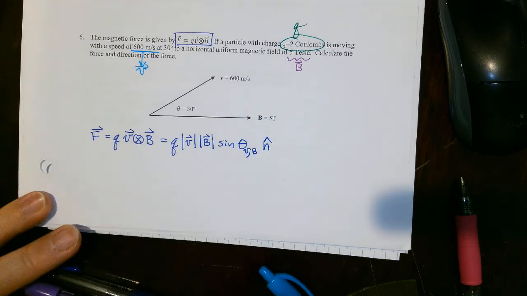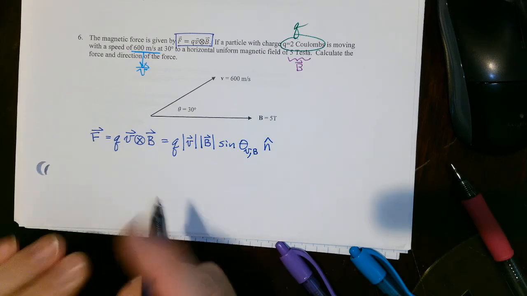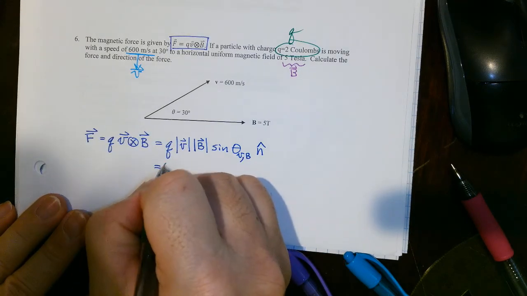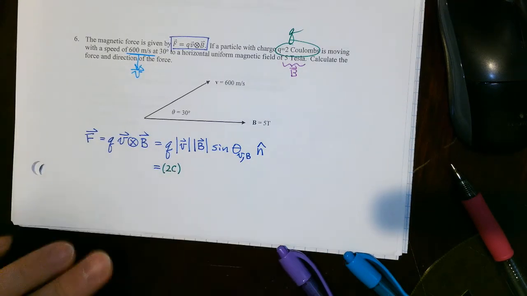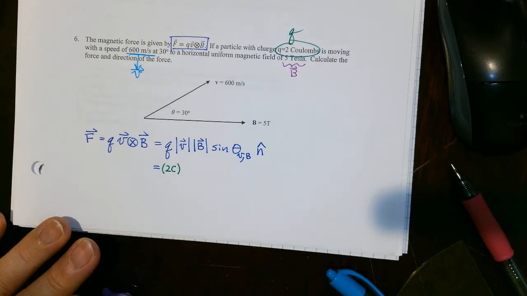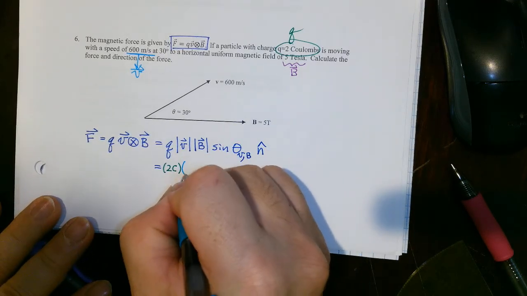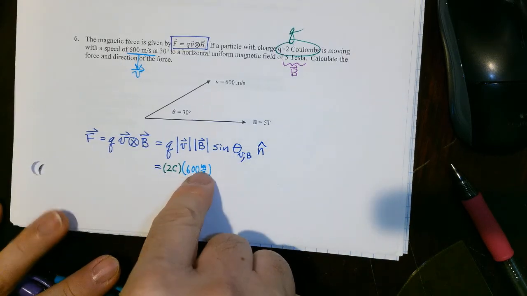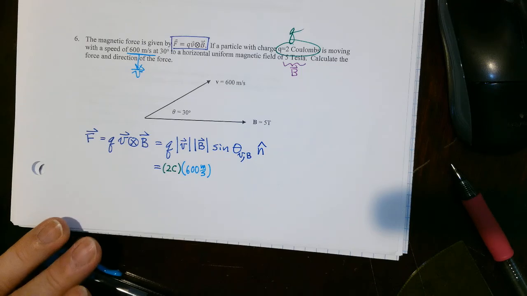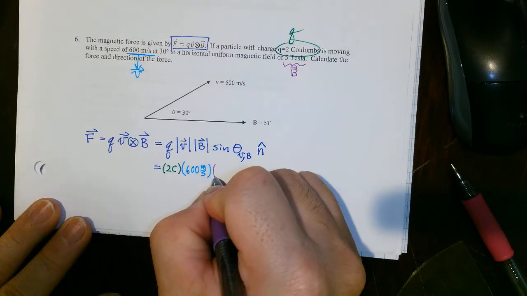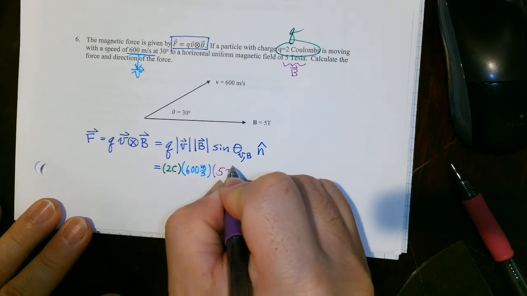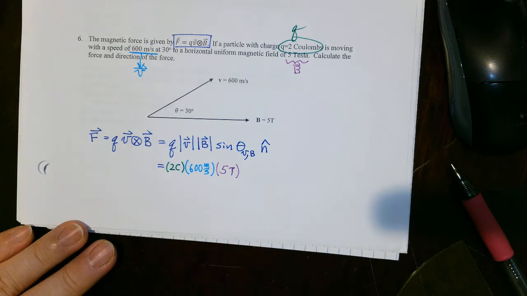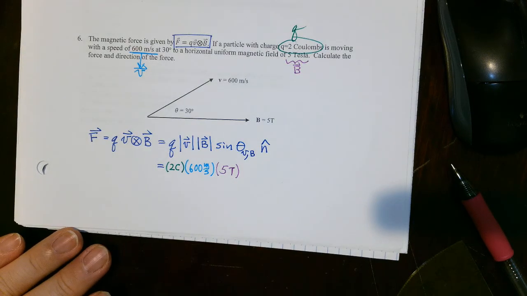So we can use this idea and say, oh, well, that's not that hard then. Q happens to be just 2 coulombs. V happens to be 600 meters per second. B happens to be 5 Teslas. I can't even afford 1 Tesla. This problem has 5 Teslas. Poverty sucks.